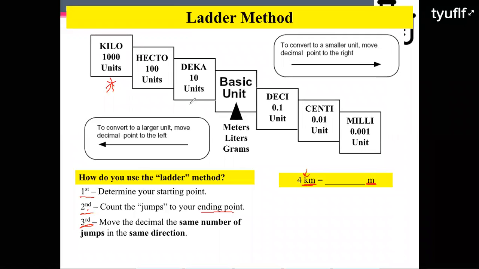So with that being said, I know my ending point is base, right here, meters. So that now I can count my jumps. So I'm going to jump 1, 2, 3 times to the right. So 3 times to the right. So now that tells me I need to move my decimal the same number, and please box that in, the same direction too.